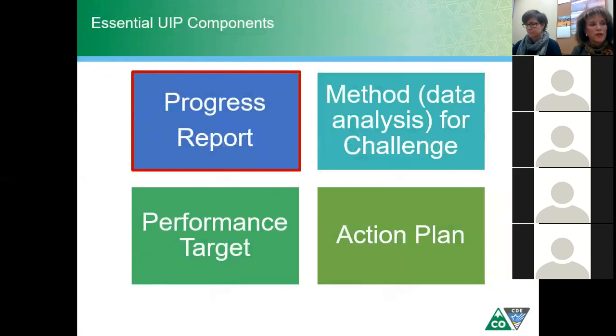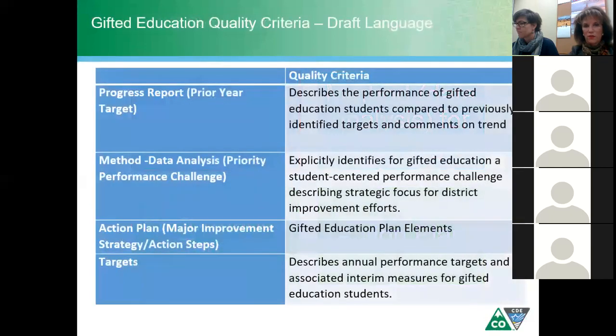Progress report is about prior year's targets and comments about trends. We have data analysis to get to the performance challenge. We create an action plan, identifying what the improvement strategy would be, and then the performance target. Okay.